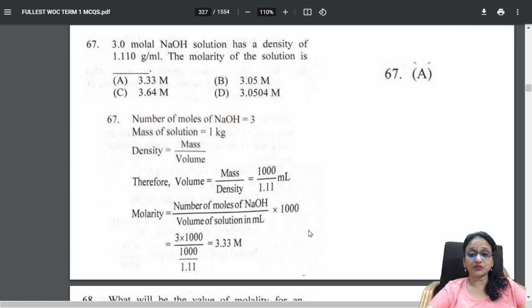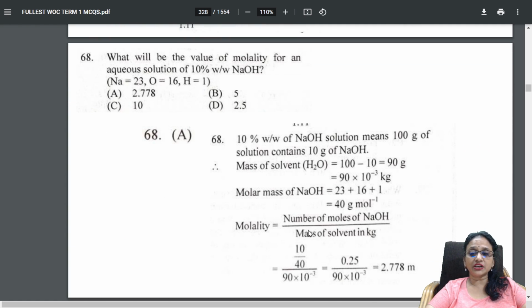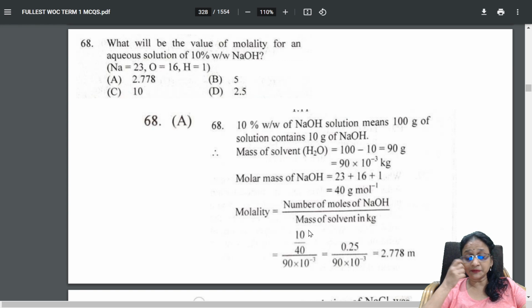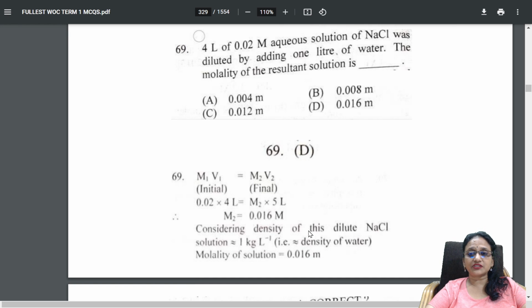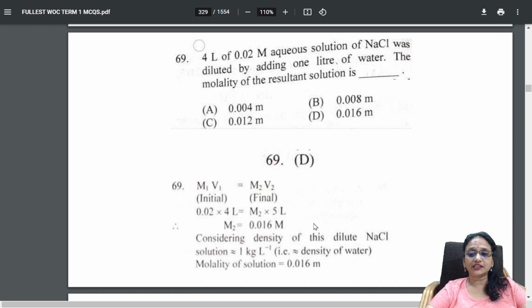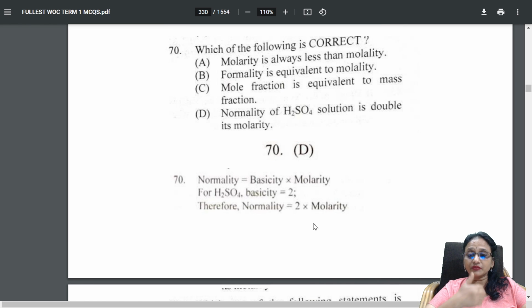Application in the formula only, right? So everywhere in molarity, if you do 10 to 15 numericals, you will understand the pattern in which it is asked. Yes, go with this. Right. All right. Then comes your next question.